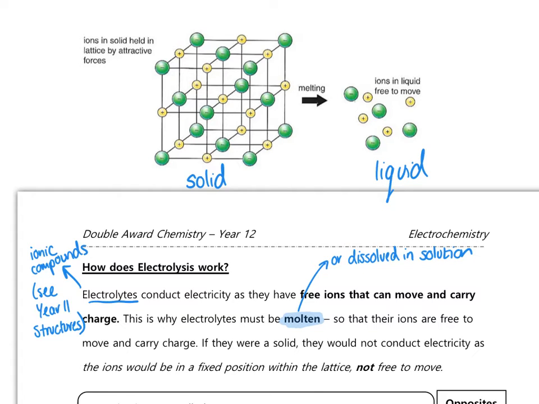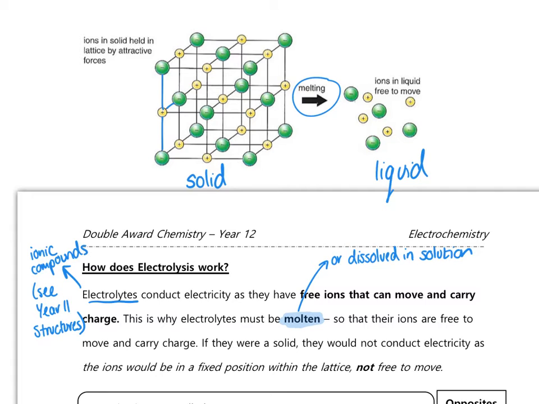But if we melt them down, then the ions are then free to move. So as a liquid, the ions are free to move. As a solid, the ions are in a fixed position within the lattice, and so they're not free to move. You can see that in your diagram with all the different bonds there that are shown. That means the ions are in a fixed position and so cannot move freely. Whereas when they are a liquid, they are free to move.